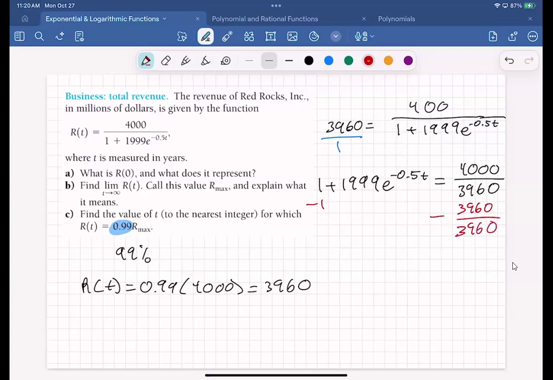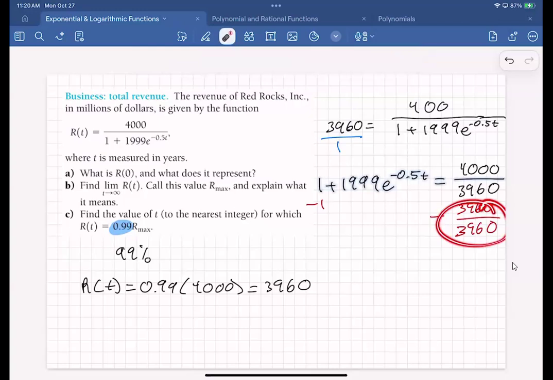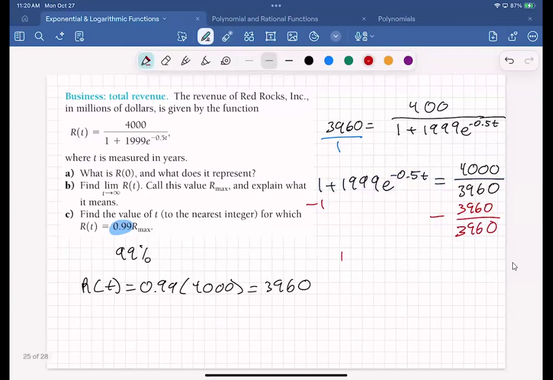okay? So make sure you see, hey, 1, I can just write as a number over itself. Why'd I pick this number? Well, hey, I need a common denominator, right? Make sure you text that out. So just go over there and say, hey, what's 4,000 minus the 3,960? And this will give us 1,999 e to the negative 0.5 t equal to 40 over the 3,960.